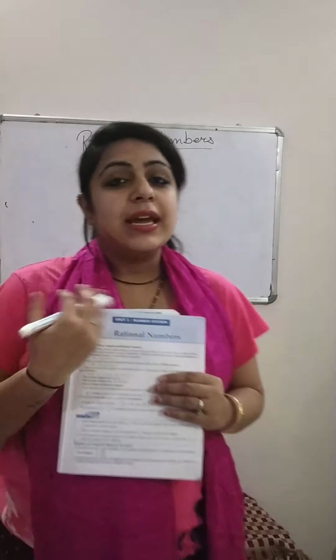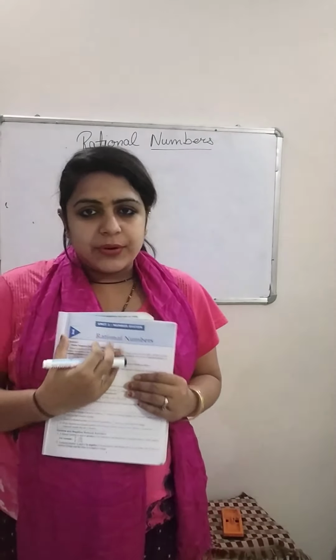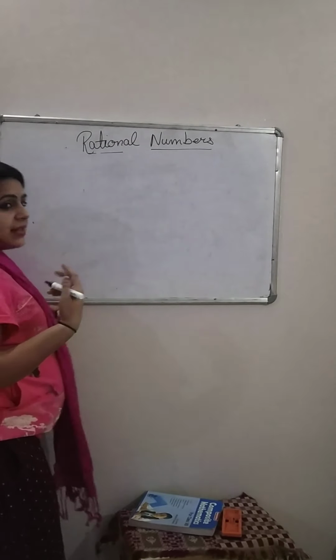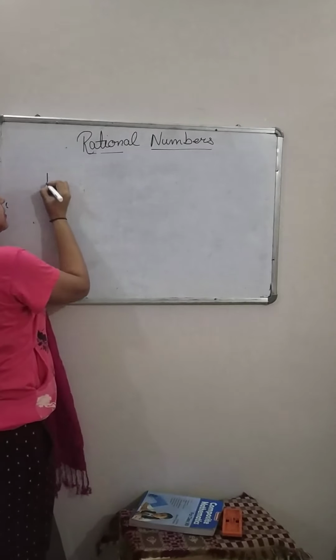We are going to start with the very first chapter, that is rational numbers. It is unit 1, number system, chapter number 1, rational number. Let us start with a very small introduction of the chapter. Since it is number system and we are going to study rational numbers, let us come to some numbers.